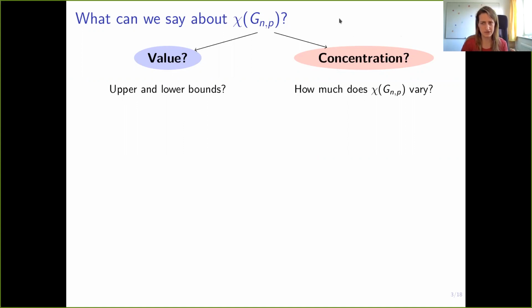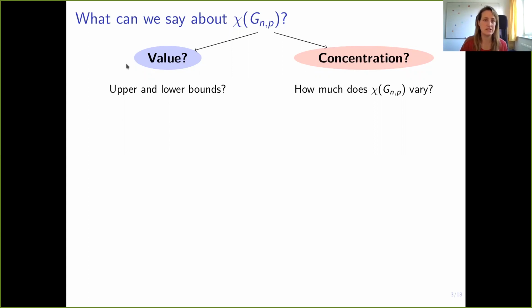The other main direction of research has been, even if we can't pin down the exact value of the chromatic number, can we say anything about how much it varies? If we sample G(n,p), say 100 times, and 100 times we work out the chromatic number, how close together are the results going to be? In other words, what's the length of the shortest interval so that the chromatic number of G(n,p) falls inside that interval with probability tending to 1?